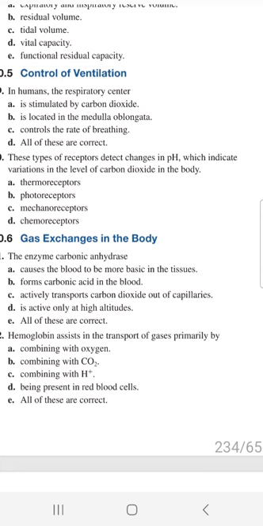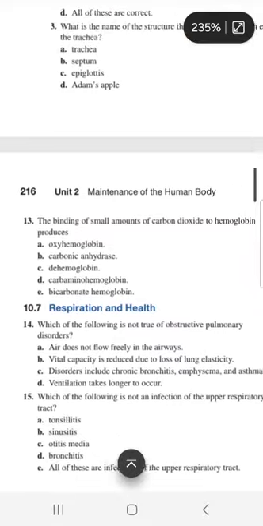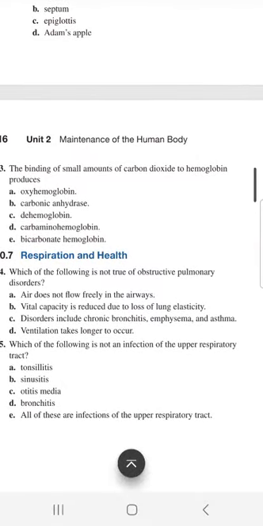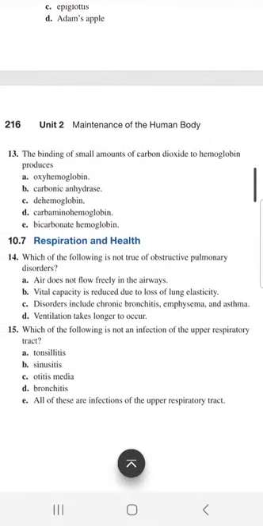Question number 13. The binding of small amounts of carbon dioxide to hemoglobin produces carbaminohemoglobin. And by the way, most of the carbon dioxide is transported by the carbonic anhydrase pathway. A small amount is transported by hemoglobin.